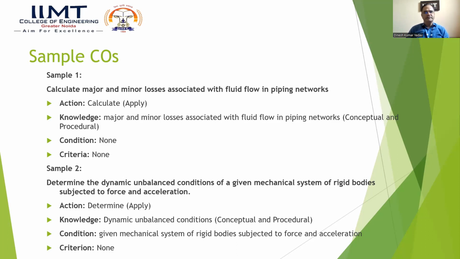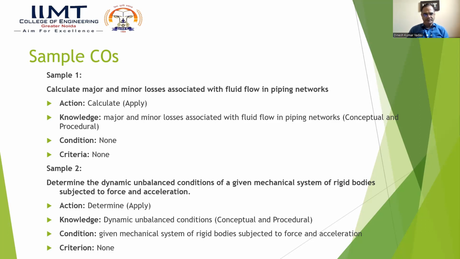So the cognitive level here is the apply level, which we will learn later on. And the knowledge part here refers to the conceptual and procedural knowledge. The knowledge part here is major and minor losses associated with fluid flow in piping networks. So this CO statement in sample number 1 has an action part and a knowledge part. There are no conditions involved here. There is no criteria involved here.